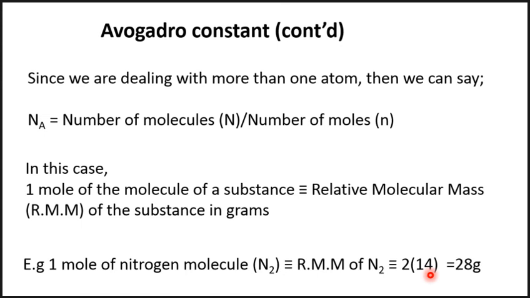But since I'm now having a molecule of nitrogen, which is twice the mole, it will be twice 14 gram, which will give me 28 gram. And that's what I was trying to explain right here. So if it is an atom, it will be equivalent to 14 gram, which I've earlier explained. But if it's a molecule, 1 mole of the molecule will give me 28 gram.